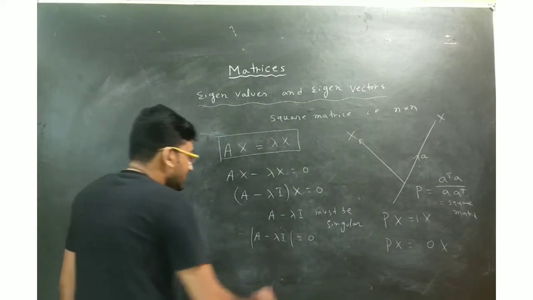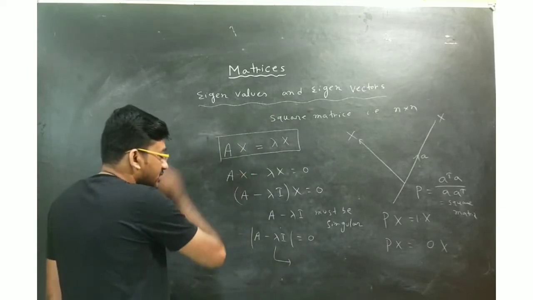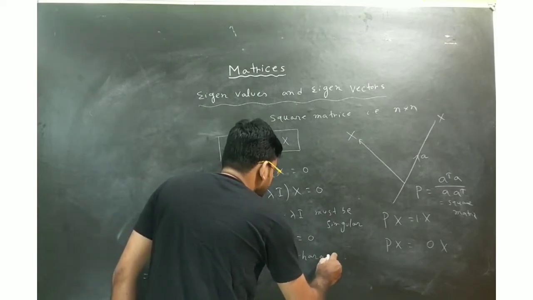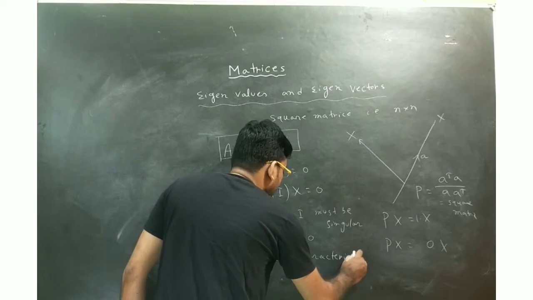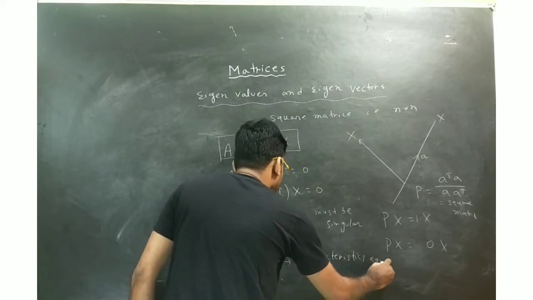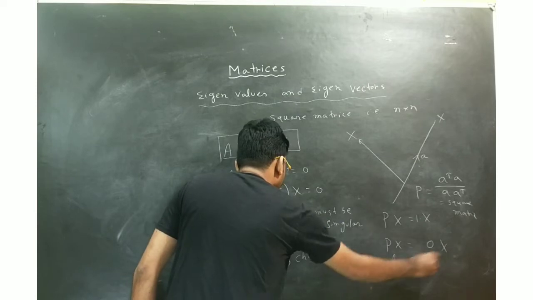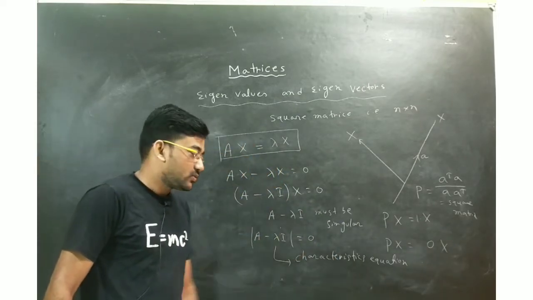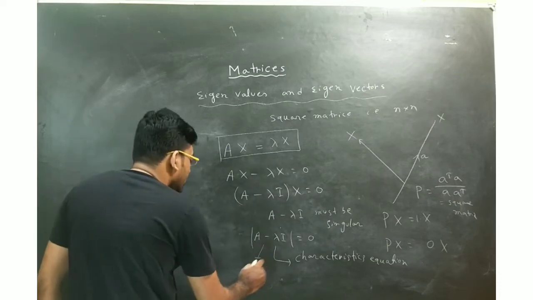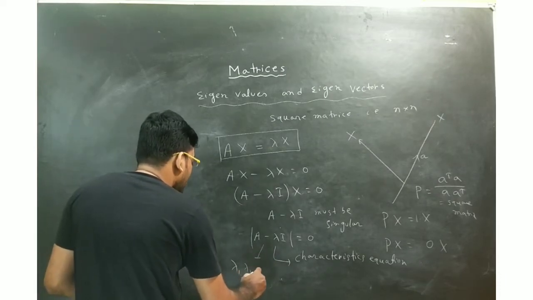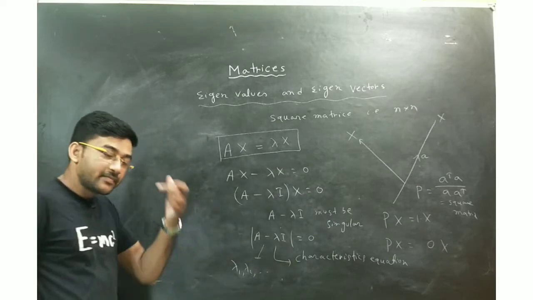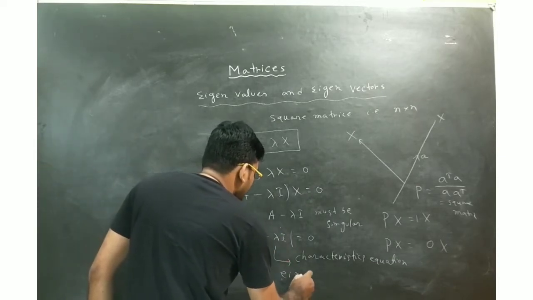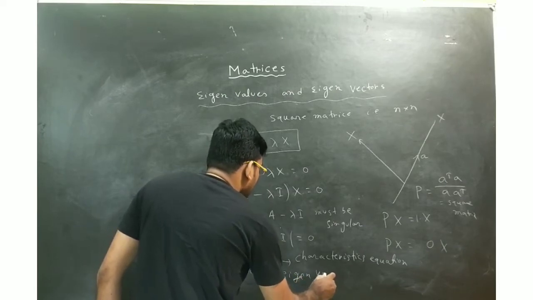And this is your characteristic equation. And the roots of this equation will give you the eigenvalues. So if you solve this equation, you will get something like lambda 1, lambda 2, and these are the roots of this equation, and these are the eigenvalues.